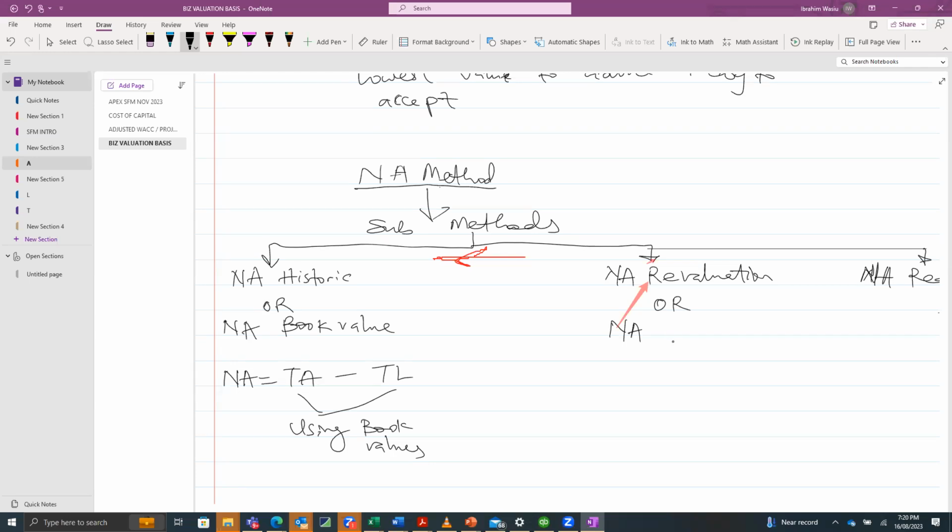Are we there? Okay, so save our time. Is that net realizable value? Revaluation, net asset revaluation. It can be fair value. Okay, but it's not the fair value, sir. Any other name for this revaluation? Okay, it is net asset going concern.